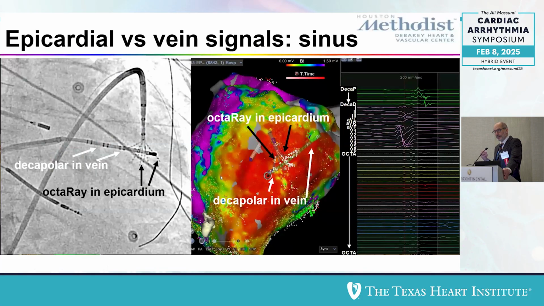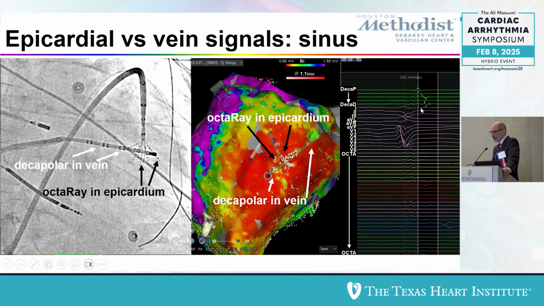One thing we have noticed when we map epicardium versus the veins, we think of the epicardial mapping as the gold standard to delineate epicardial substrate, but there's a lot of epicardial fat that can actually muffle or obscure the signals from the epicardium. And what we are doing here is comparing signals from the epicardial surface obtained with the octarray and adjacent signals from a catheter inside a vein. The vein does not have epicardial fat obscuring the signals.